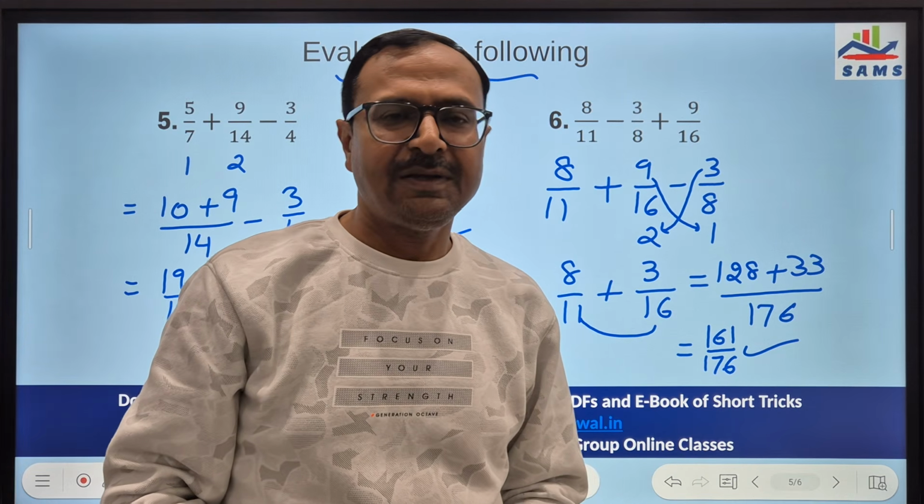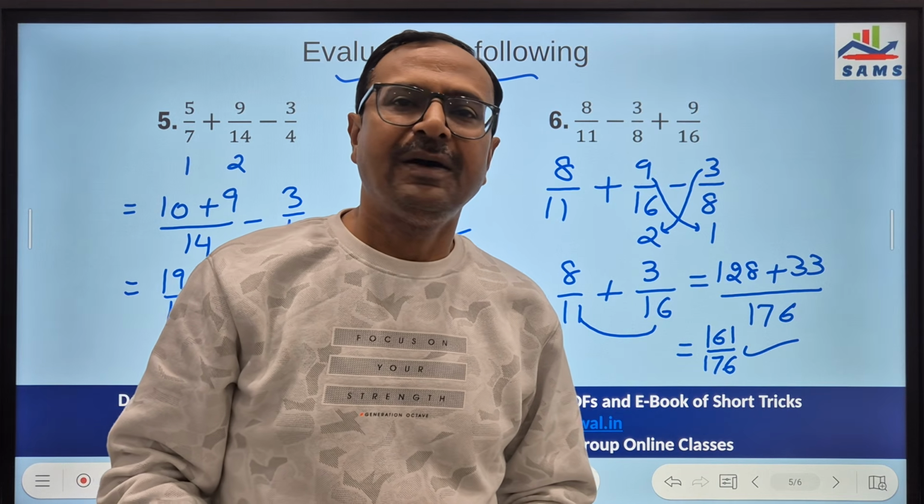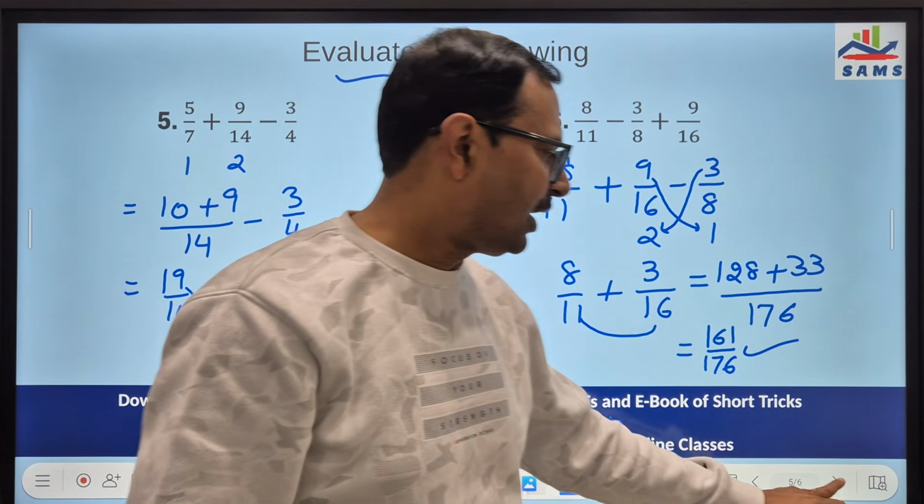So the LCM method, yes, it is traditional and you should know the logic, but when you have to crack the competitive exams, this is all about smartness.